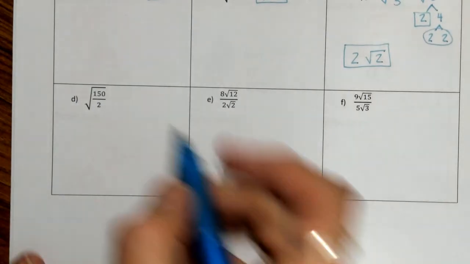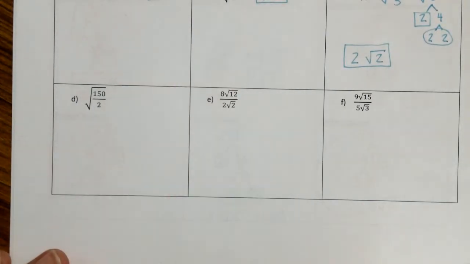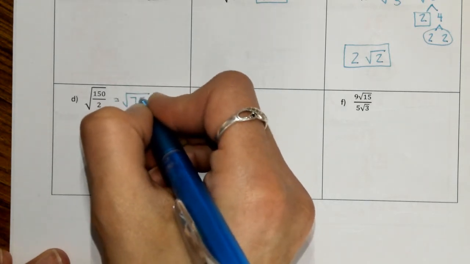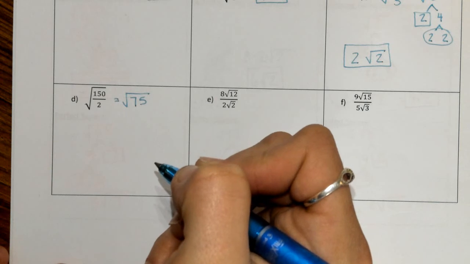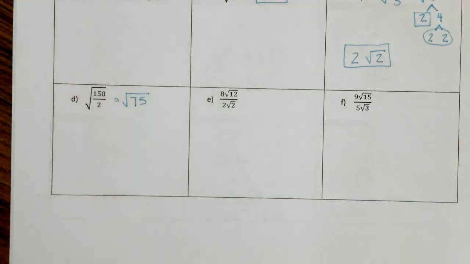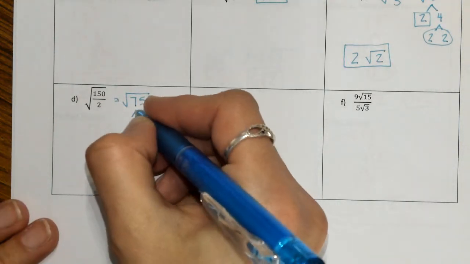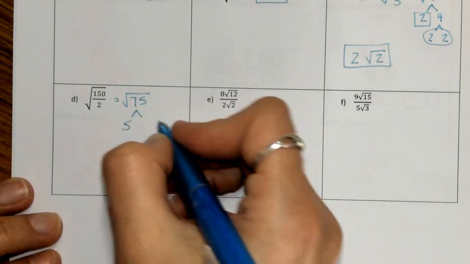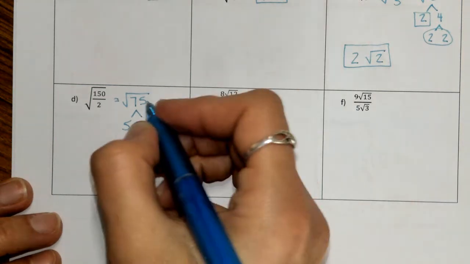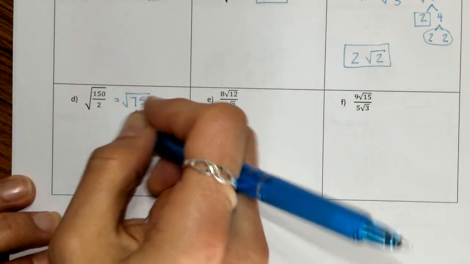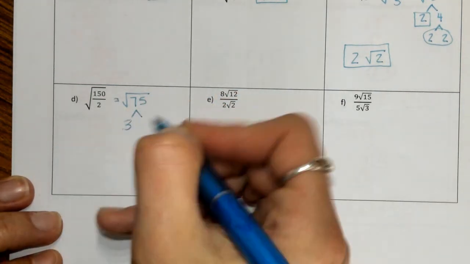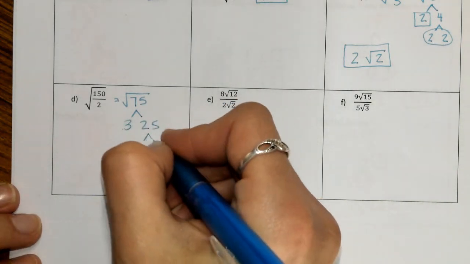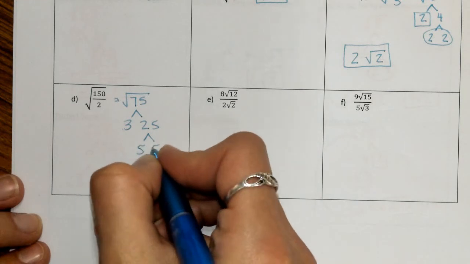All right, next we have the square root of 150 over 2. 150 divided by 2 gives us 75. So we need to take 75 and we decide, okay, can we factor this out? Let's see. Okay, so I know I can divide it by 5, or let's do it by 3. 3 times 25 is going to give me 75. Well, 25 can still be factored out as 5 times 5.